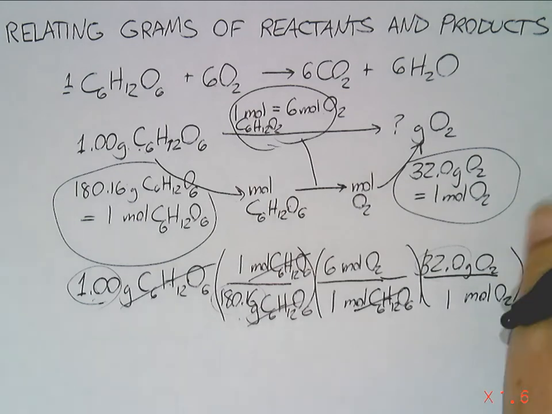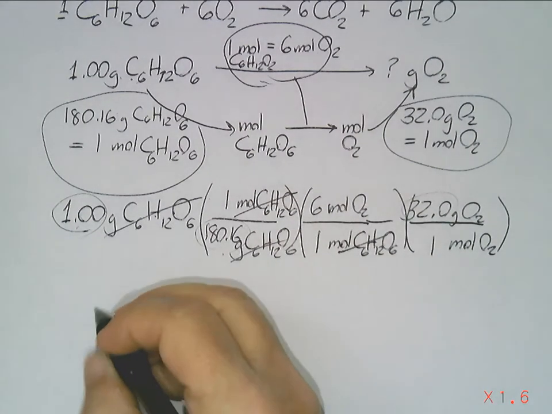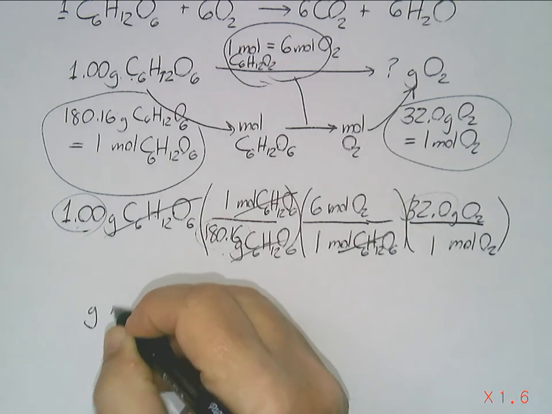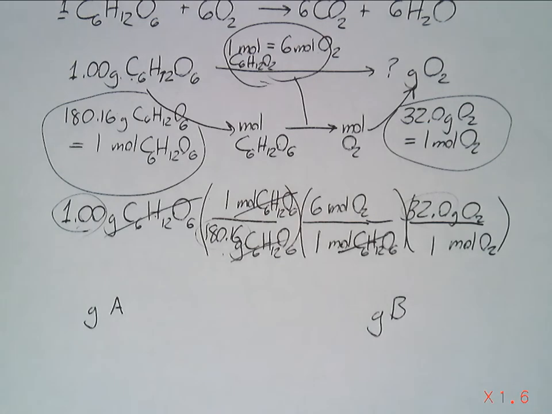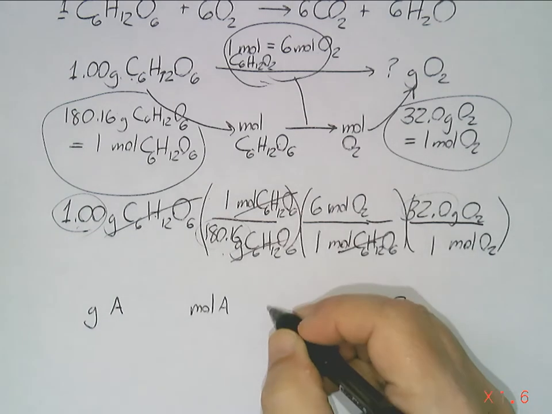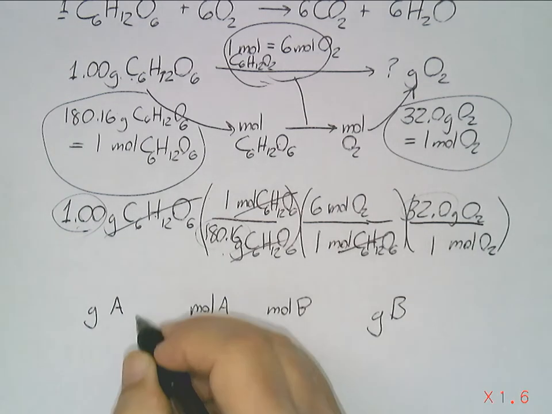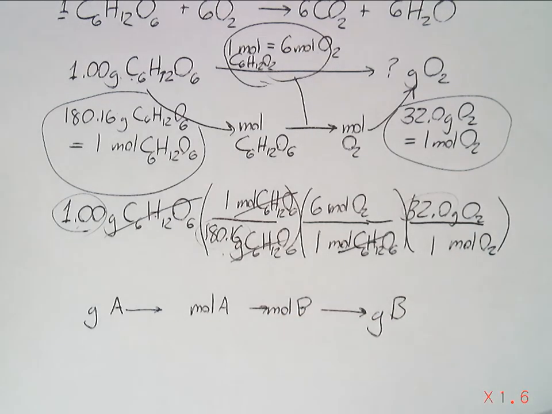Okay, so let's step back and look at the general pattern that we have here. Whenever I'm trying to go from grams of one substance, let's call it substance A, to grams of another substance, let's call it substance B, I have to drop a mole-to-mole ratio in the center. So your flow is going to go like this. You're always going to be going grams to moles for the first substance, moles of the first substance to moles of the second substance, and then moles of that to grams.